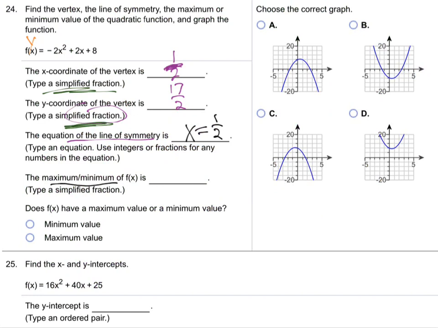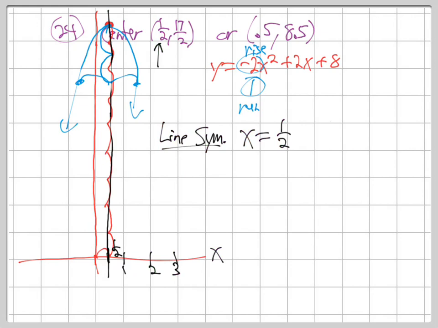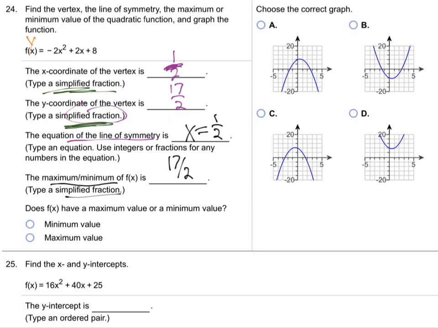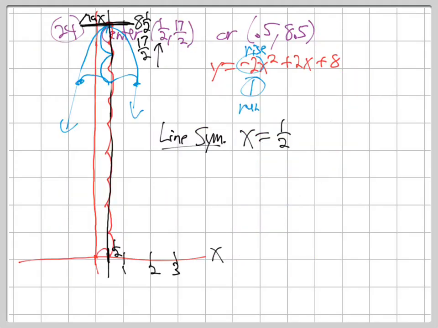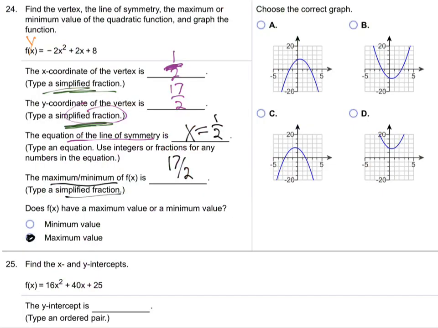The max or min, as a fraction? So this up here is the max, isn't it? It's the highest that graph ever goes, which is what? 8.5 or 17 halves. 17 halves is as high as that graph ever goes. So 17 halves, that's a maximum. And which one's the right graph? Let's see. It's right here over, and up, and going down, it's this one, huh? There it is.